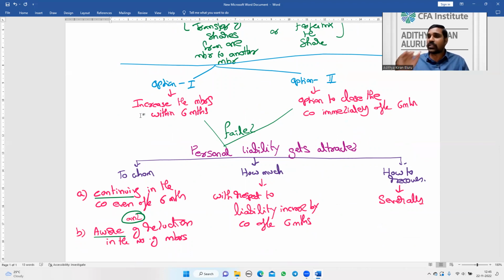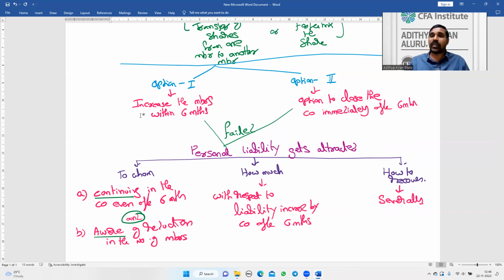If a particular member is continuing in the company even after 6 months, but he was staying abroad and is not aware of what is happening in the company, then he can escape, saying, sir, I am not aware about the reduction. Therefore, you should be continuing in the company even after 6 months and be aware about the reduction. Then only personal liability will be attracted.